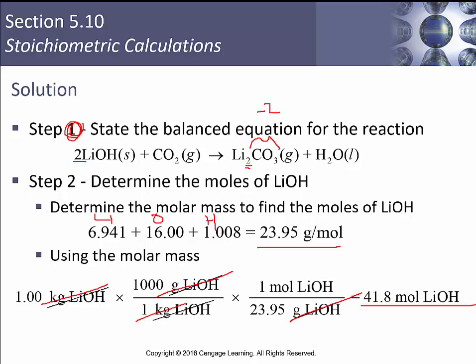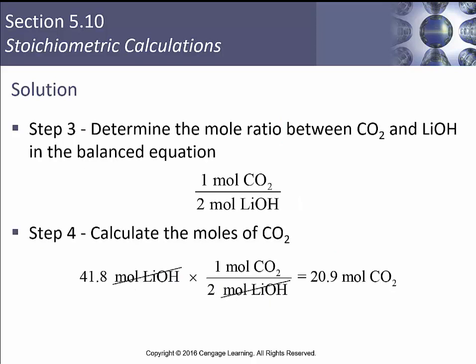So you get 48 moles. It's a lot of moles for a very little amount of mass. Step 3 is determine the mole ratio between the carbon dioxide and the lithium hydroxide. From our balanced chemical equation, we said that was a 1:2 ratio. That means that if we've got 48 moles of lithium hydroxide in a 1:2 ratio, we've got 20 moles of carbon dioxide. Notice that with these ratios, you have to be careful about whether you're dividing or multiplying.